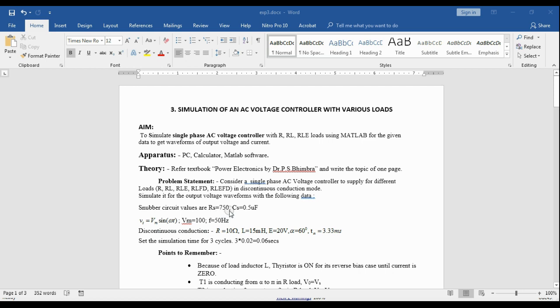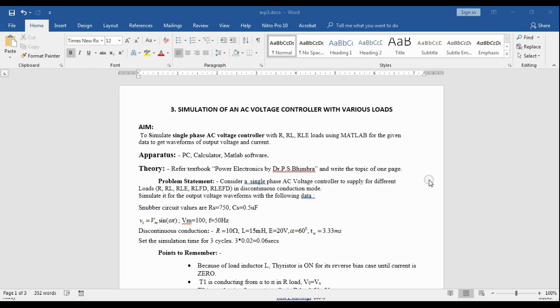In the thyristors we are going to take a snubber circuit, with these components: Rs equal to 750 ohms and Cs equal to 0.5 microfarad. Next, coming to the load, we want the load to be discontinuous, so resistance R is 10 ohms. To have discontinuous conduction, L is small, so L is 15 millihenry, E equal to 20, and T1 and T2 we are going to fire at alpha equal to 60 degrees. That is, thyristor T1 is triggered at alpha equal to 60, and thyristor T2 is triggered at alpha equal to pi plus 60 degrees.